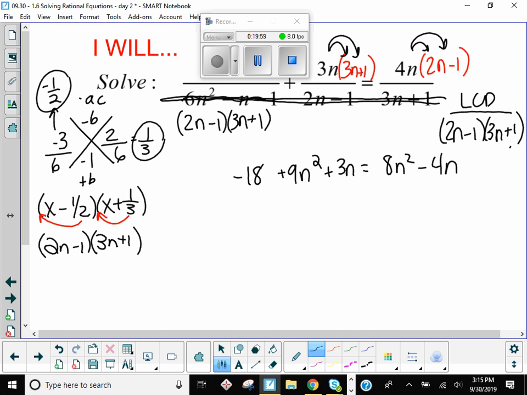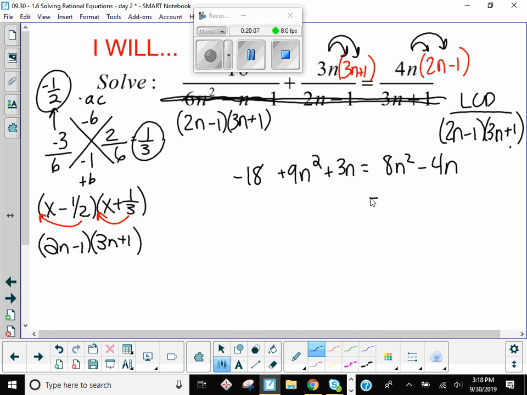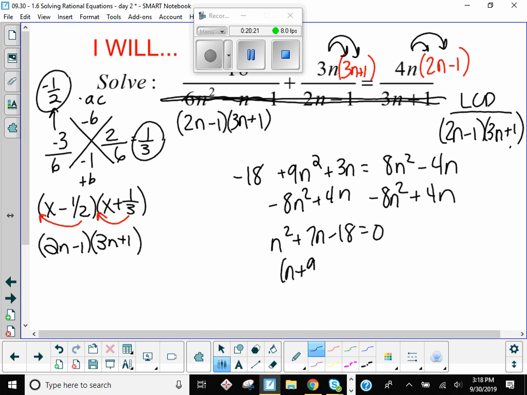Take a minute and finish off that. Move your stuff over to the left. That gives you n squared plus 7n minus 18 equals nothing. N plus 9, n minus 2 equals nothing. That gives you n is negative 9, 2. Who checked for extraneous solutions? What'd you find out? None of them are, right? So it's negative 9 and 2.